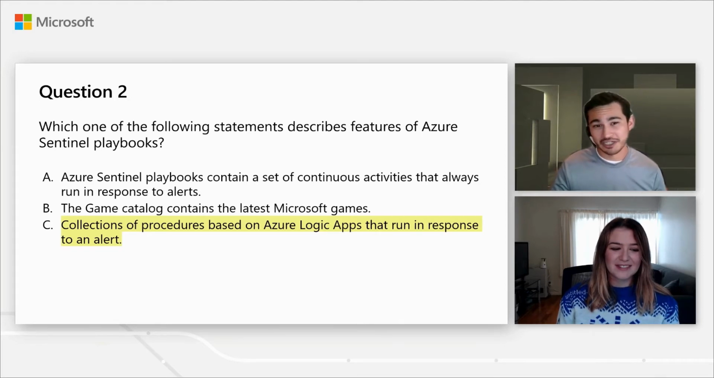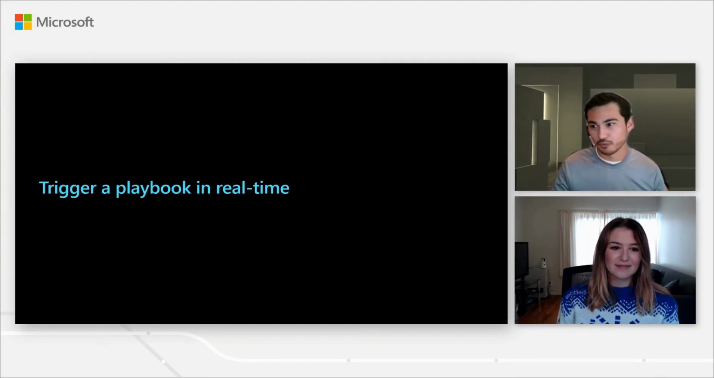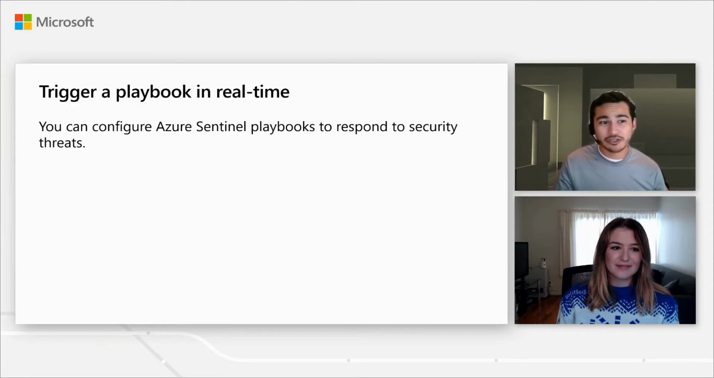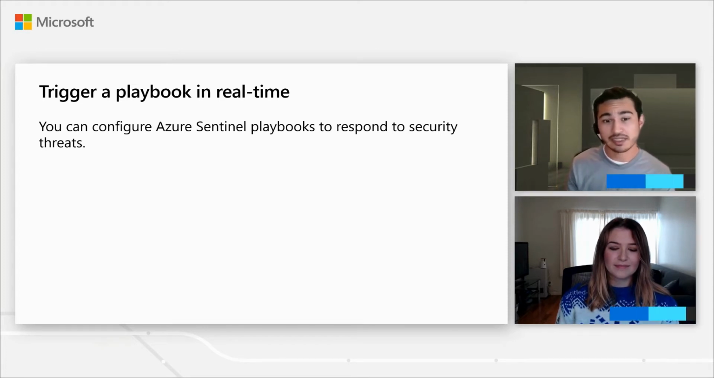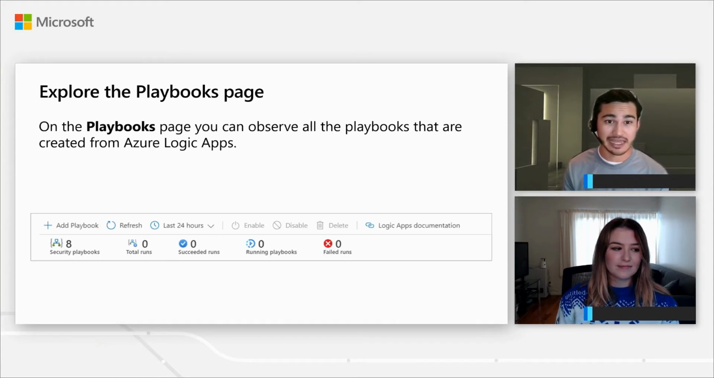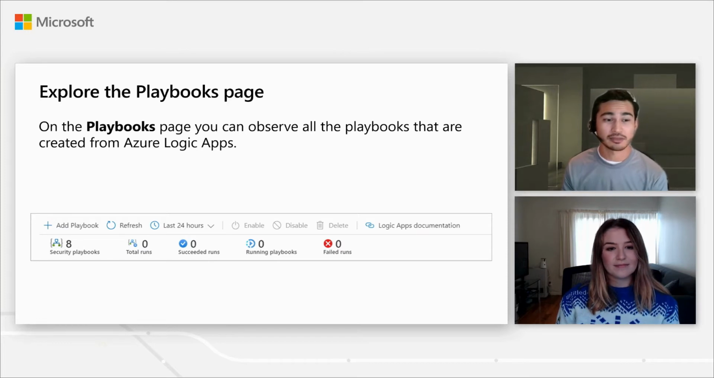So the next thing that we want to talk about is how to trigger a playbook in real time. We're going to definitely get more into this with the demonstrations as we go through, but Sentinel makes it really easy to manage these logic apps, which again is the back end of the Azure Sentinel playbooks, all within one place. Within our Sentinel instance, we have a blade called playbooks. Within playbooks, we can see all of our security related logic apps. So these Sentinel playbooks are in one place.